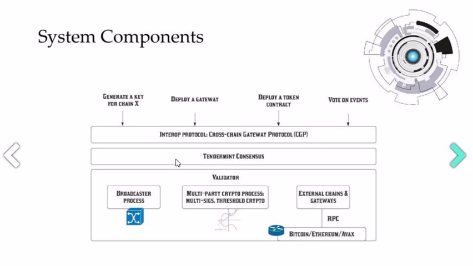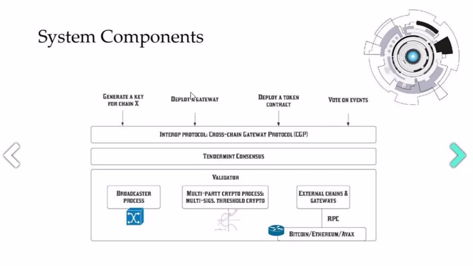So for this first part, generate a key for chain X. So in our case, we'll call this key threshold. I'm going to share with you the file. So instead of key for chain X, in our case, we'll talk about the threshold key. Generate a threshold key for chain A.